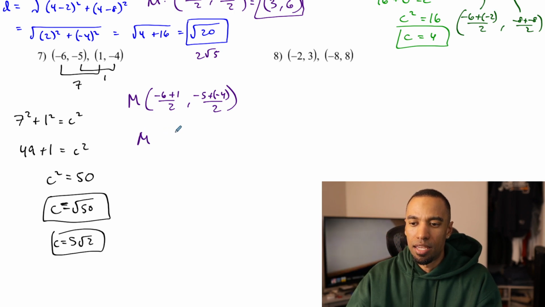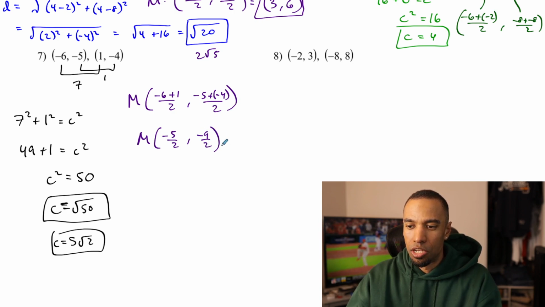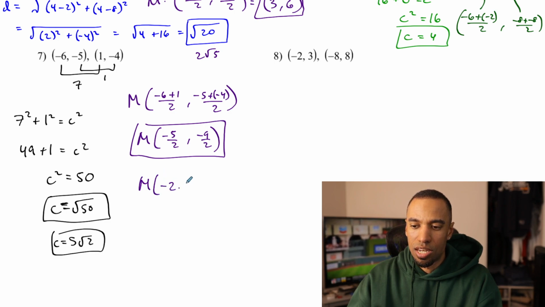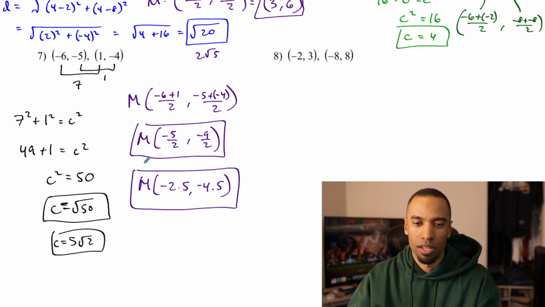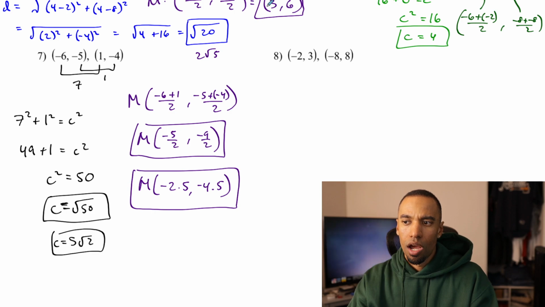Which is going to get me negative 5 over 2, which is a valid answer, by the way. You can leave it like that. And then negative 9 over 2. And again, you can leave it like that. That's acceptable. But if you'd like to write the decimal equivalent, that's negative 2.5 and negative 4.5. Then that way you can know where it's plotted on the graph. But the other one's good. Totally good. All right, number 8.